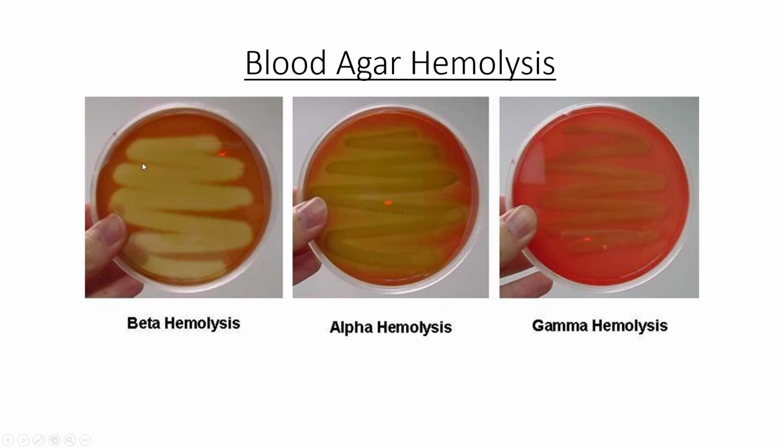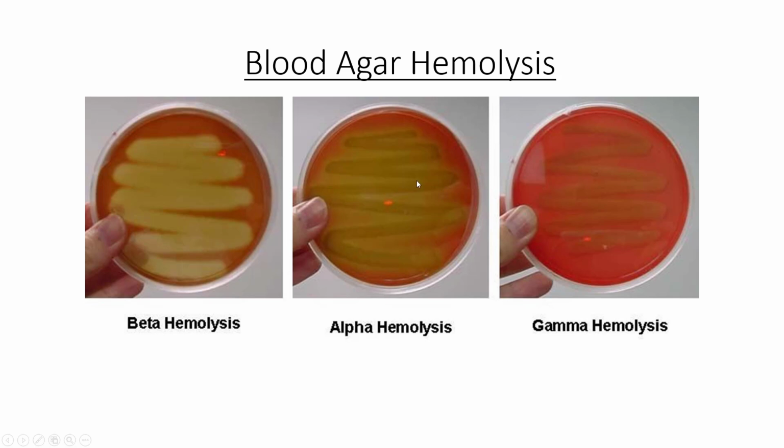So you can see over here that we have complete clearing, and if I were to hold up my fingers behind the plate, you would be able to see them pretty clearly because the red blood cells have been completely lysed in the area that the bacteria are growing, and therefore the agar becomes transparent. This is called alpha hemolysis.